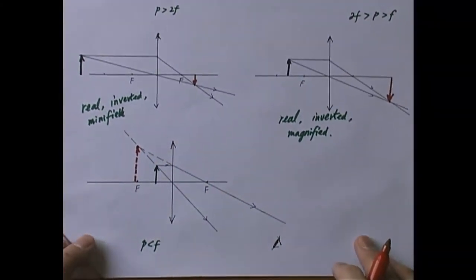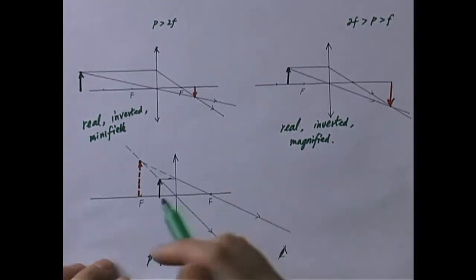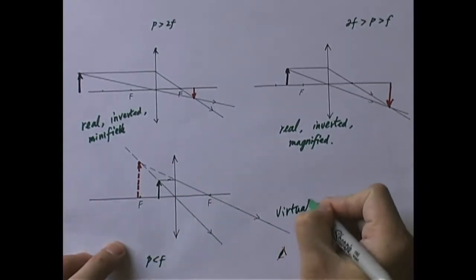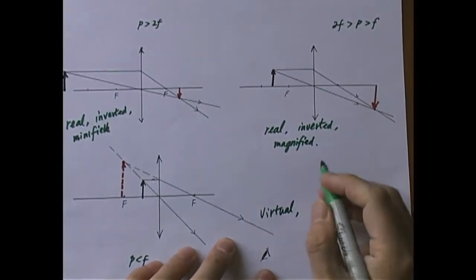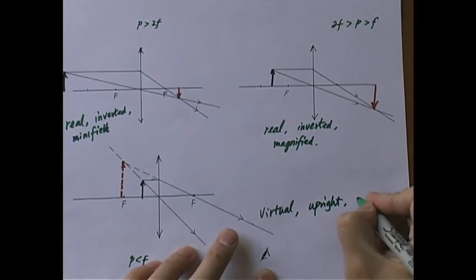A virtual image. Just like the case of a concave mirror, here you get an image that is virtual, that is upright, it's not inverted, and that is magnified.